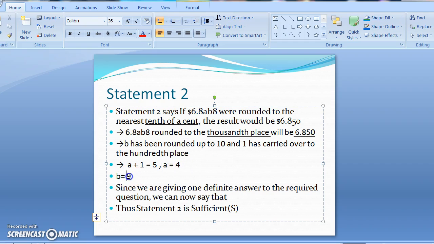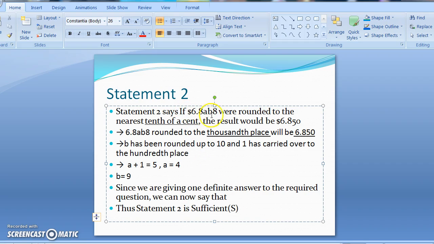And we said B has to be 9, because only then the rounding up will result in 10, giving me a 0 in that place. Great, so now do we have an answer? We have A is 4. We don't have any other option, right? And we have B equal to 9. Again, there is no other option, right? Hence, we are giving one definite answer to the required question, and therefore we can say that statement 2 is sufficient to answer this question. Awesome. So looks like we've got the answer.